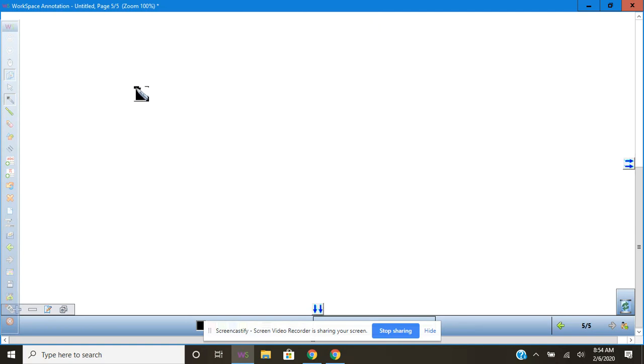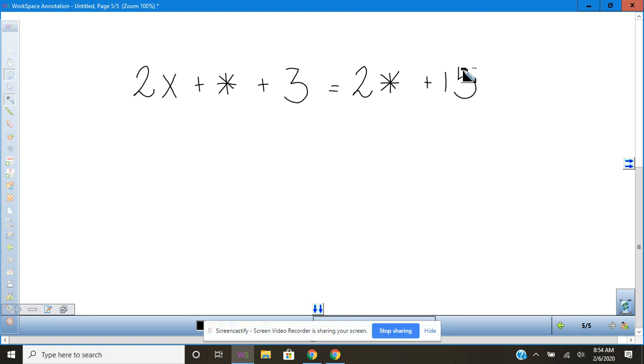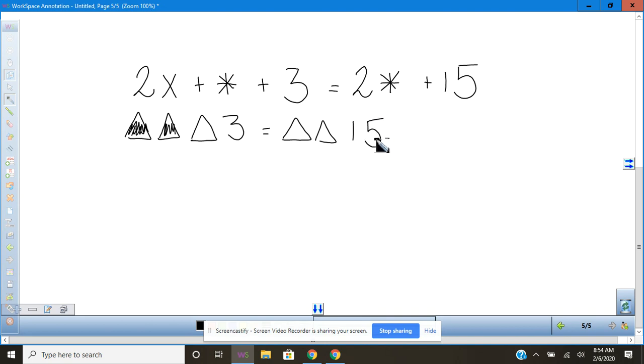So we're given the problem 2x plus star plus 3 equals 2 star plus 15. Okay, so we want to draw that out. We have 2 x's, they are the shaded ones, plus a star, which is the white one, plus 3 equals 2 stars and a 15. So the first thing we can do is take away a zero pair. Bye-bye, zero pair. I'm just going to cross you out. I don't need you anymore.